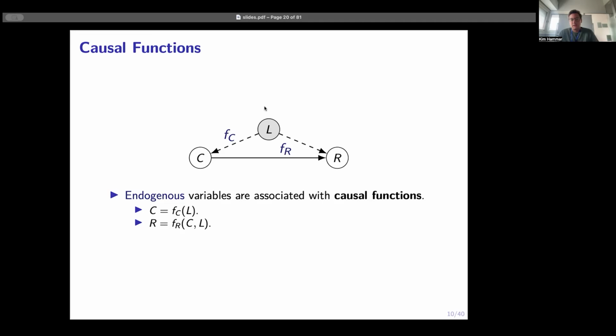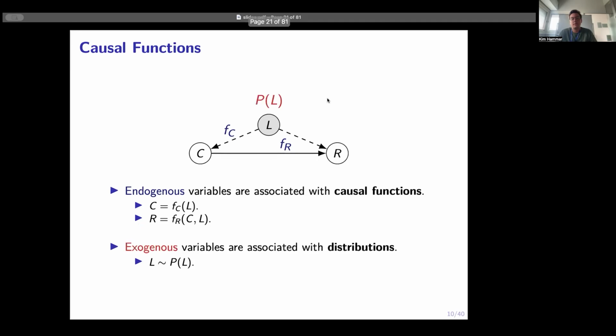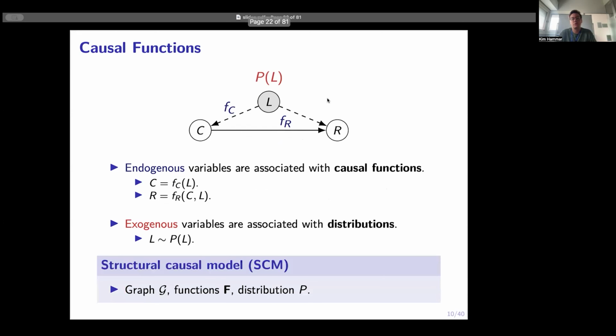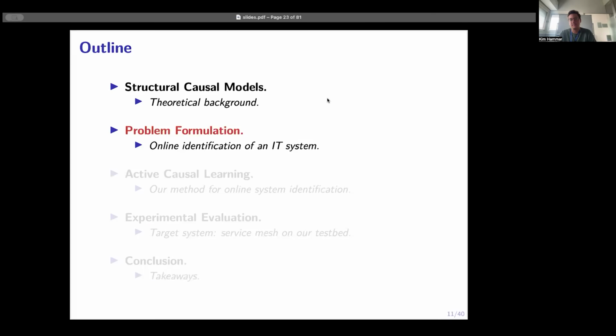Now for the exogenous variable, since this variable does not have any parent in the graph, it doesn't have a causal function. So we model it instead with a probability distribution, a load distribution in this case. And taken together, this distribution, the causal functions, and the causal graph, we obtain a complete structural causal model. And the goal of the method that we have developed is to identify such a structural causal model of a particular network system that we are interested in. And now I will formally define this problem.